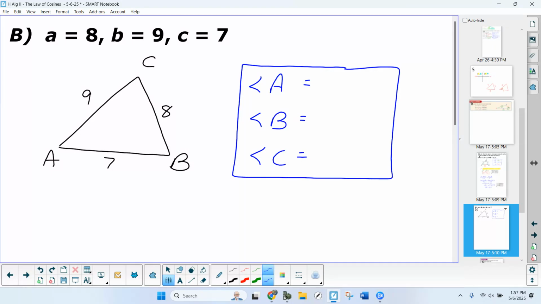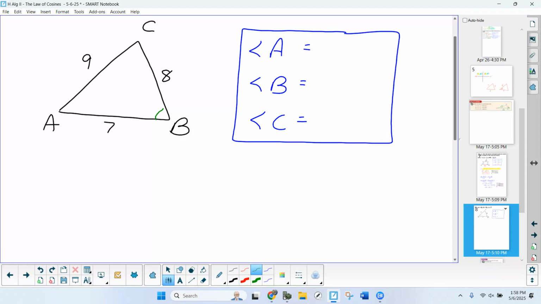If I have an obtuse angle, where does it occur? Across from the 9, that'd be angle B. You're going to have teachers and professors in your life that teach this different ways. Find the smallest first, find the biggest first, doesn't matter. Just don't use law of sines to find B, because if B is obtuse, you're not going to get it. So I'm going to find angle B.